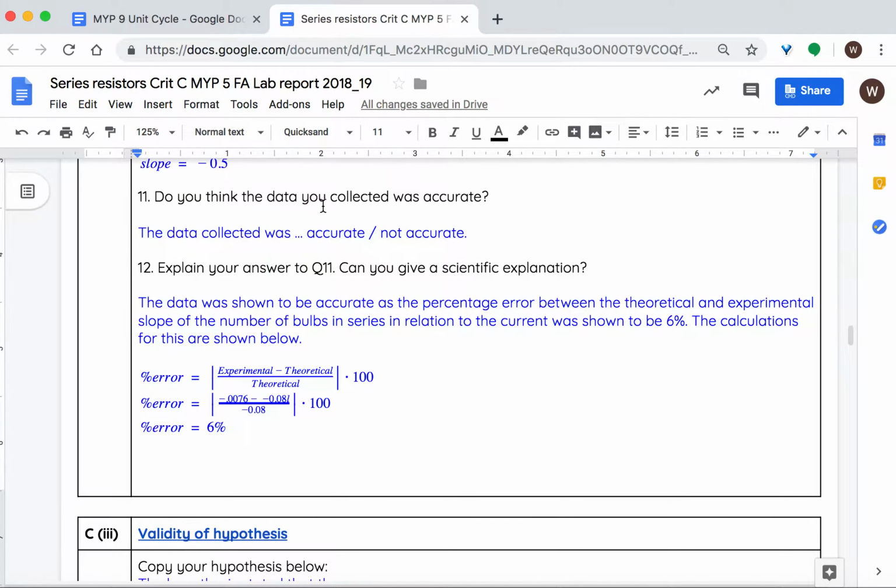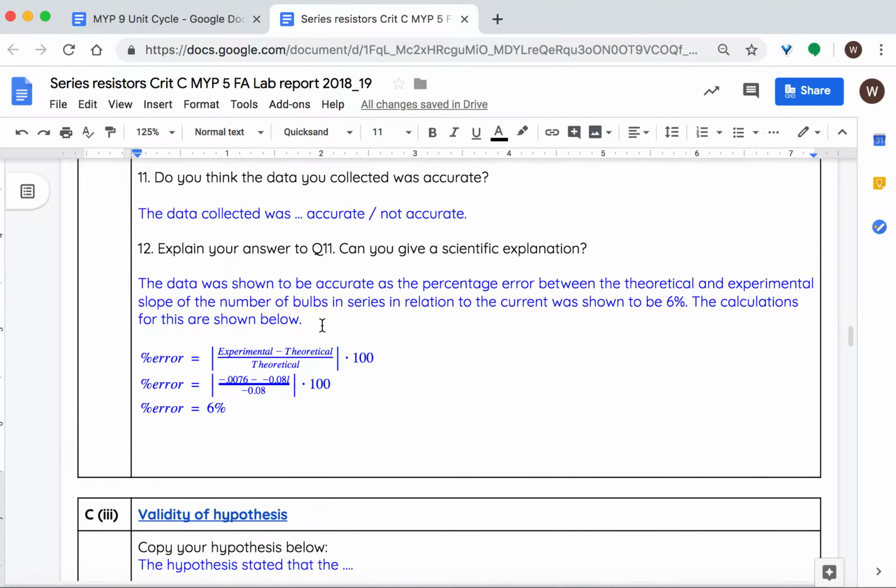Do you think the data you collected was accurate? This is just a statement, yes or no. It doesn't mean yes or no. It means the data collected was accurate or not accurate. You have to choose. Next up, you need to go a little bit further. Explain your answer here. How do you know you were accurate? You have to use data to do that, and you also know this: you've got to show your equations for it too.